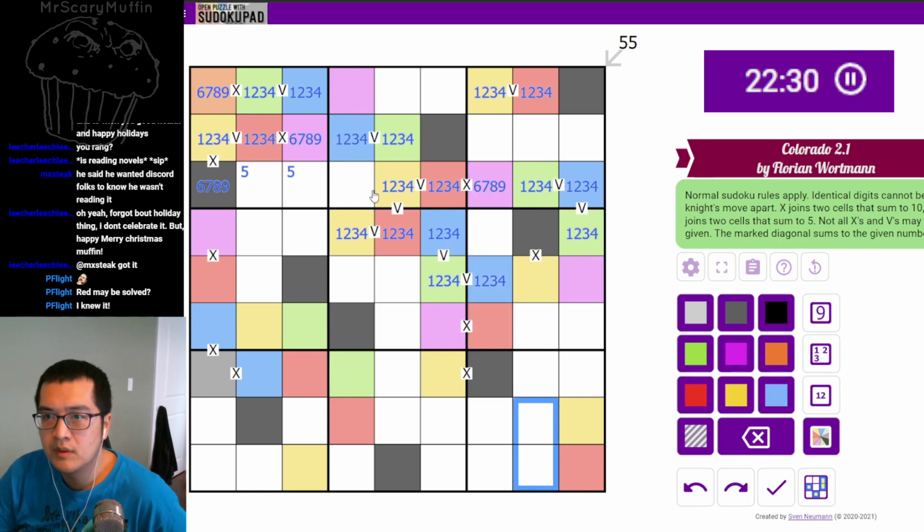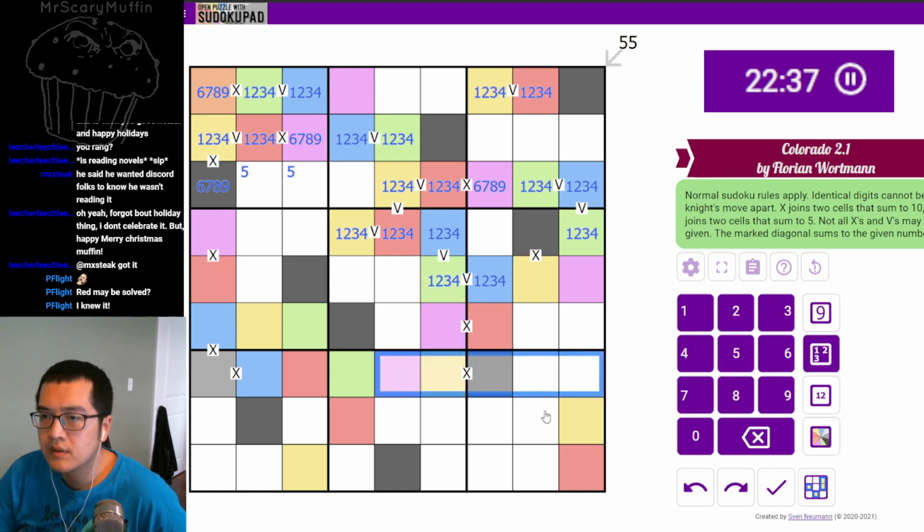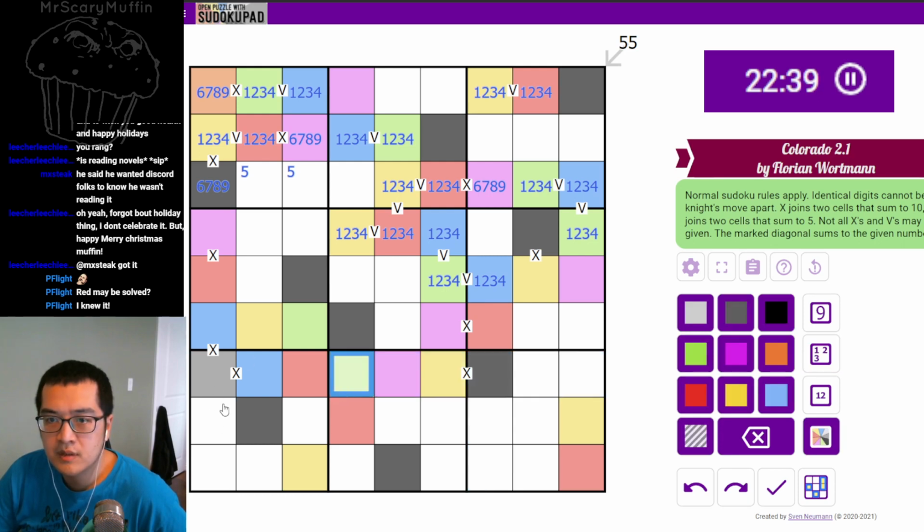One of these is purple, but it sees that one by Knight's Move, so that's purple. So wait, did we clear out anything here? No, we didn't. Purple is here. Aha! Purple is here. I wonder when we actually get to put in numbers instead of colors.